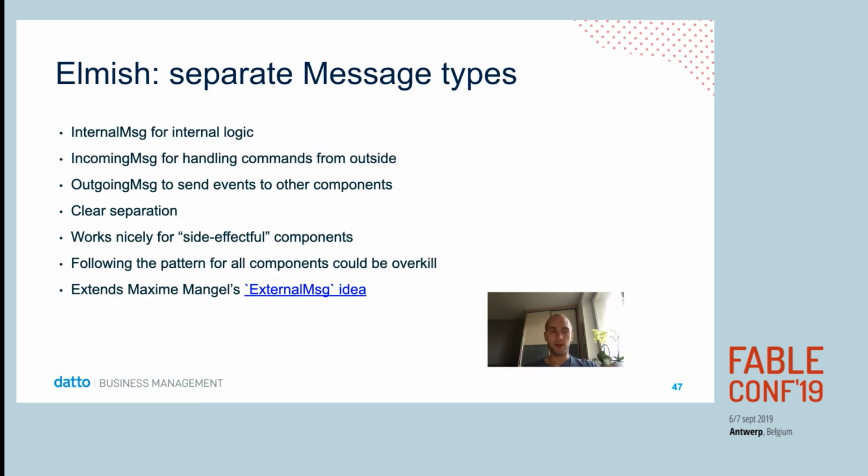You might argue that the side effectful component is not the best practice for the Elmish architecture, but that's probably a topic for a different discussion. And also, following this pattern for all components would be overkill, but in this case, for this side effectful kind of adapter component, it worked pretty well. And I also want to give credit to Maxim Mangal because this separate message types extends his idea of external message that he once posted.